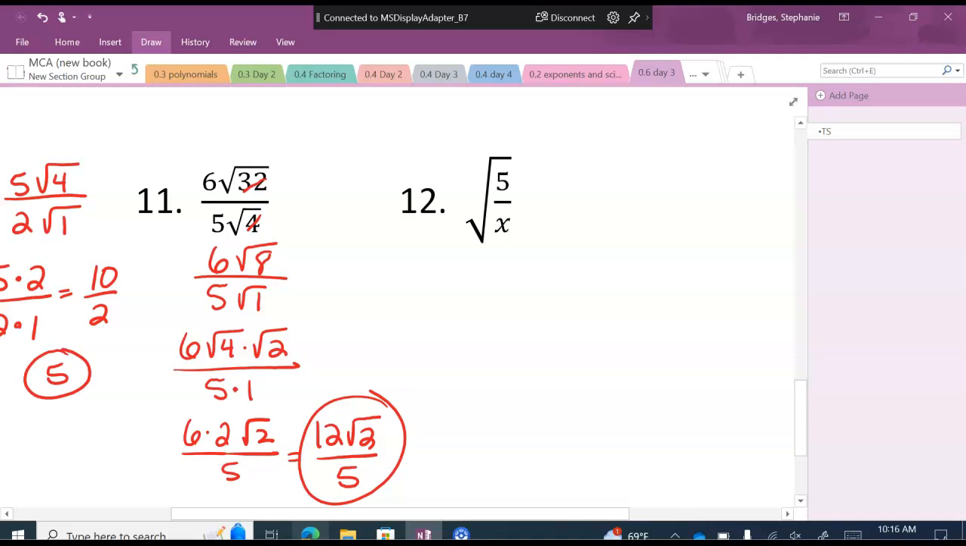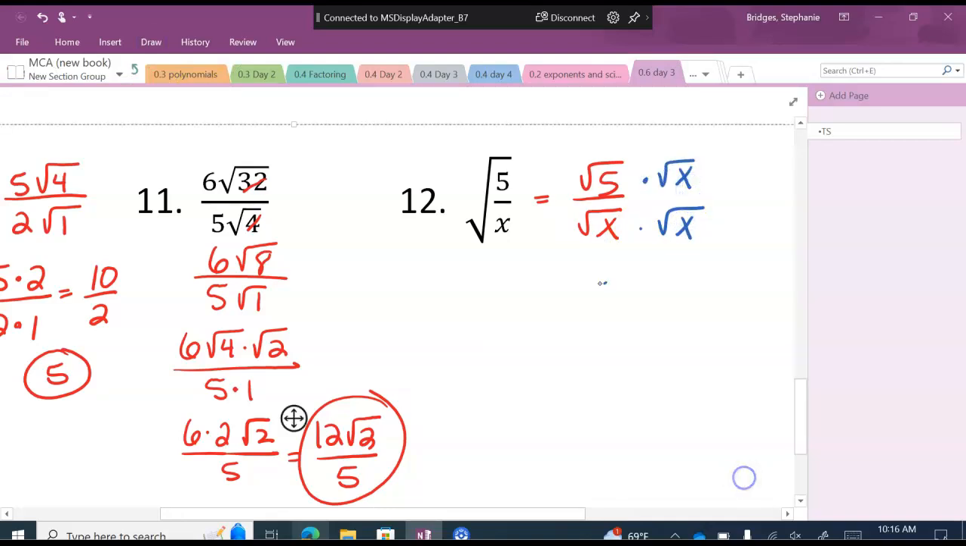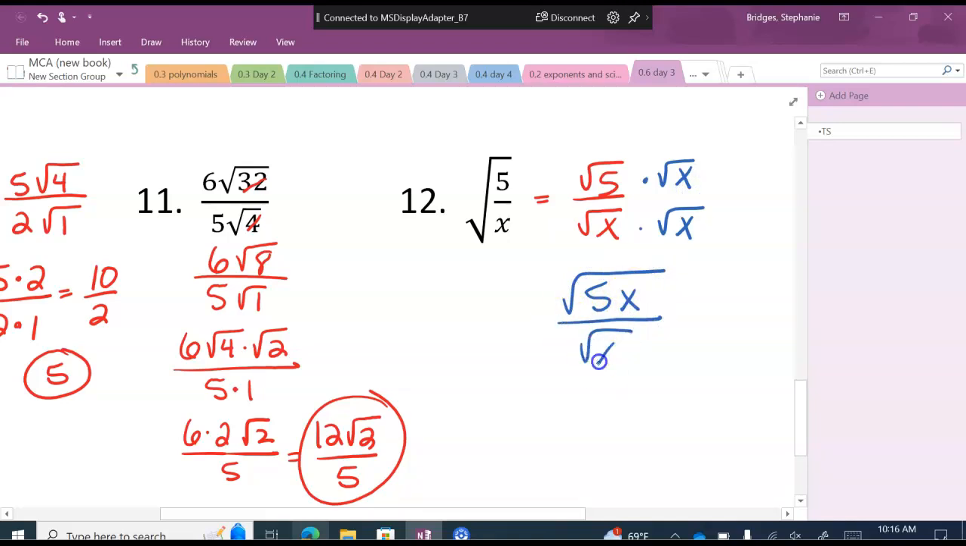So again, the first thing I would do is split it up by taking the square root of 5 over the square root of x. And then you told me to multiply that by the square root of x, which would give me what at the top? The square root of 5x over the square root of x squared. Neither 5 nor x is a perfect square, but at the bottom, what is the square root of x squared? X. Could I simplify those x's? No. Okay.